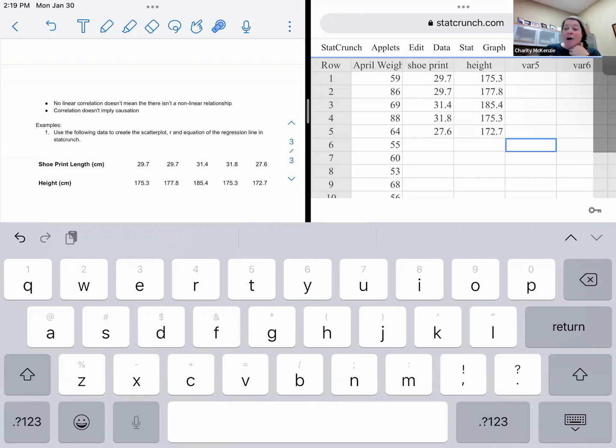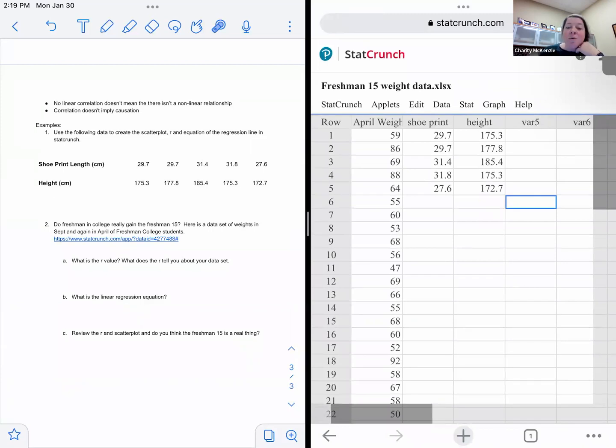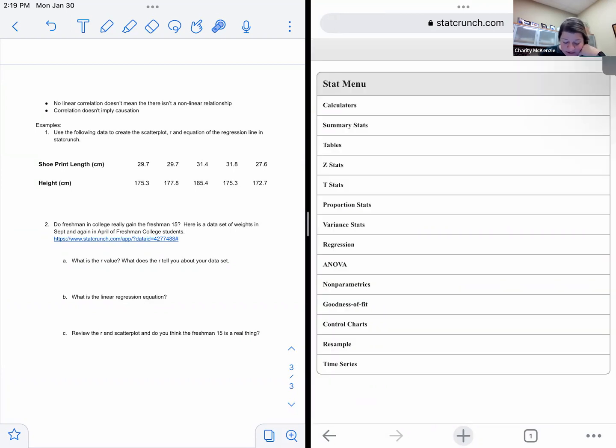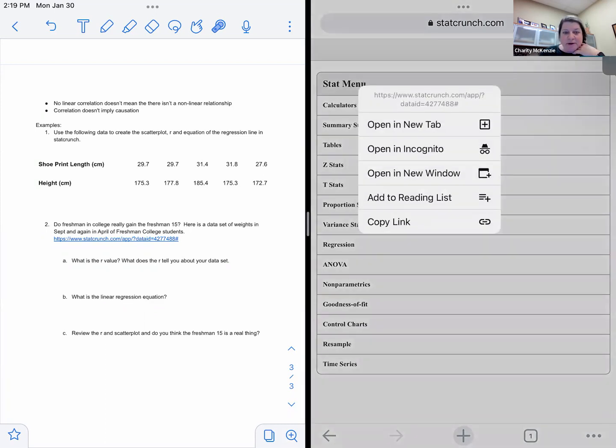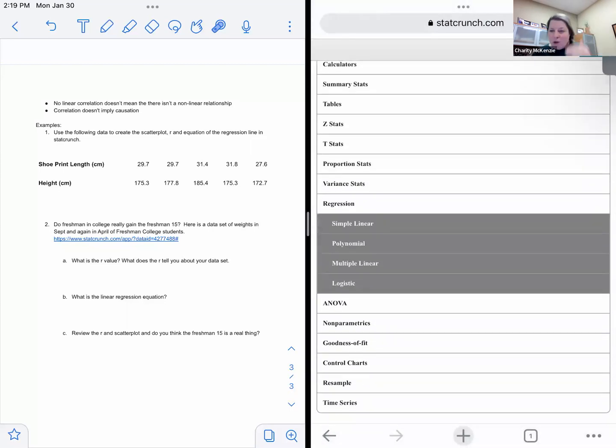So here's where we're going to go from here. I'm going to close that so we can just kind of see better. We're going to go to stat, and then we're going to go to regression. Mine will open below. On the computer, it opens on the other side. I don't think it's too bad. And we're doing simple linear. We're not going to do any of the other ones in this course. That'll be beyond our basic stats course.